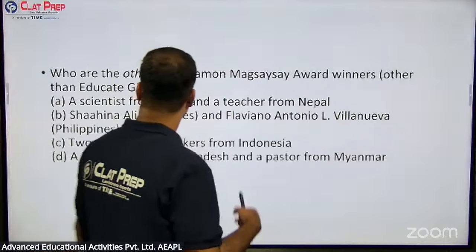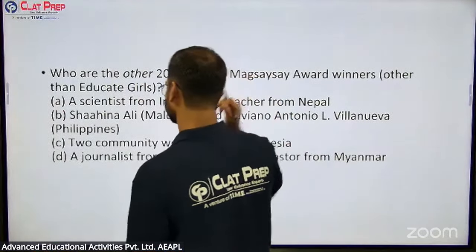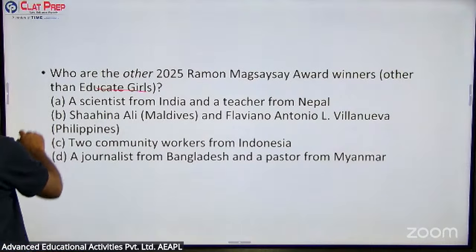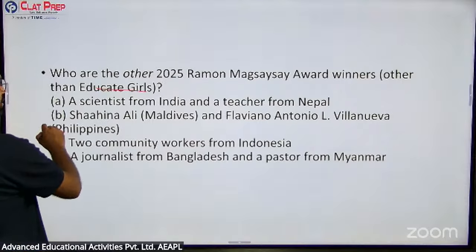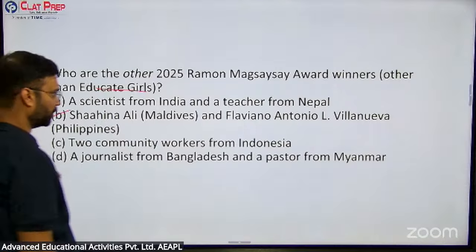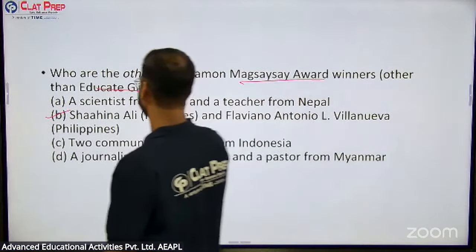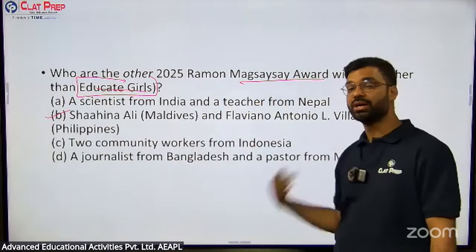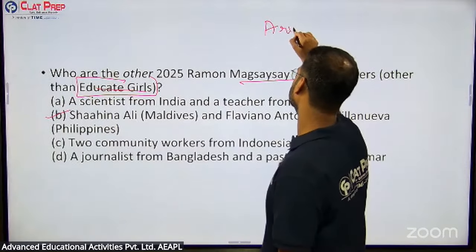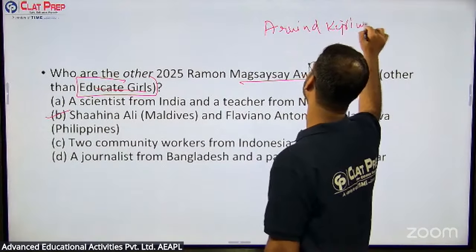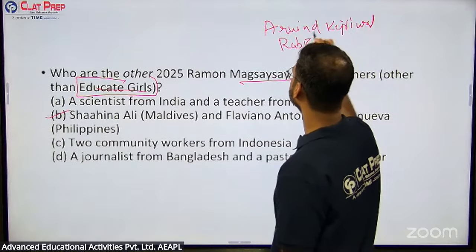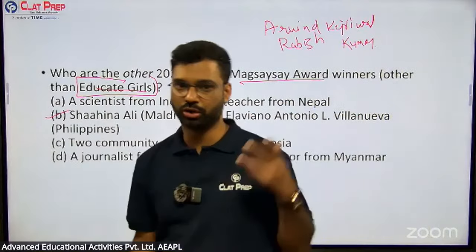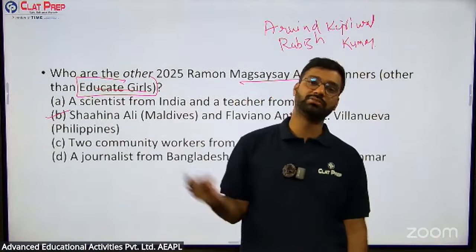Okay, next question. Who are the other 2025 Raman Magsaysay Award winners other than Educate Girls, right? Now, apart from that, there are two other women who got this award. These are Shahina Ali from Maldives and Flaviano Antonio L from Philippines. So these are the two women who have won the Raman Magsaysay Award 2025, apart from Educate Girls. Now, it's not the first time that an Indian has won the award. It is the first time that an Indian NGO has won the award. Earlier, people like Arvind Kejriwal, right? Arvind Kejriwal has won the award. Ravish Kumar has also, a very famous news journalist, won this award previously. So this is not the first instance where an Indian has won the Raman Magsaysay Award, but it is the first time when an Indian NGO has gone on to win this award.